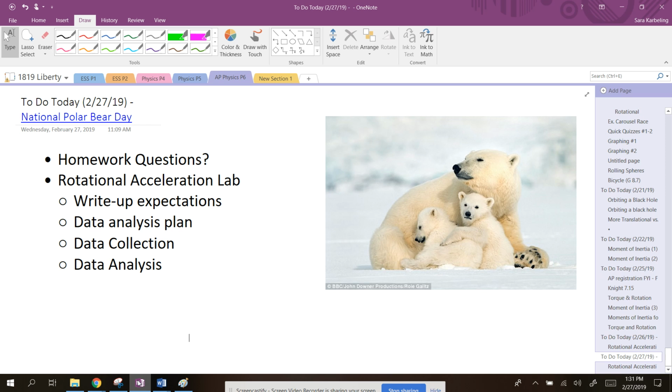And then we're going to talk about the Rotational Acceleration Lab. I've got some write-up expectations to share with you. We're going to make a data analysis plan, then we'll keep collecting data. We'll get as far as we can with that. We'll reassess at the end of the period today to decide if we need a little bit more time tomorrow or if we're ready to move on. Does that seem okay?